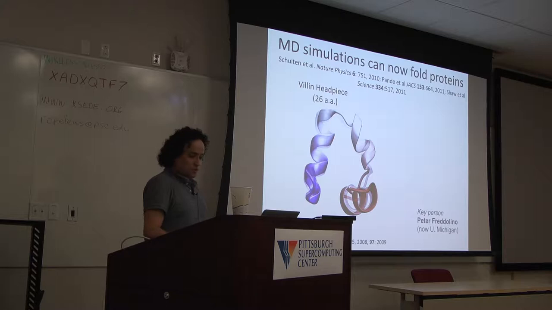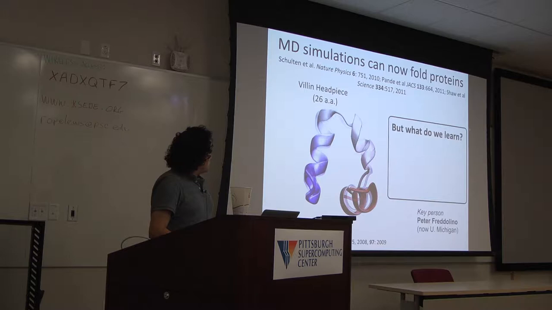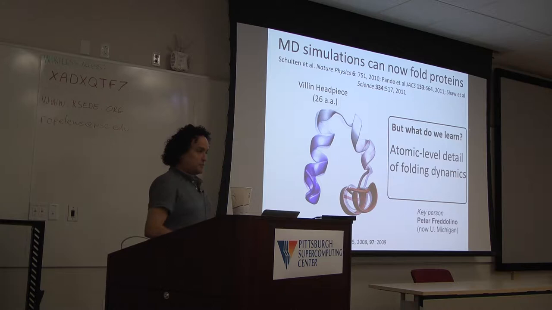I showed you guys this before in the VMD session. So you can simulate proteins, and we know we can fold proteins. But the real question is, what do you learn? What we like to think, or what we know we learn, is the atomic level details of folding dynamics. It goes along with the question that you asked before: can you fold a protein with a coarse grain model? The answer is yes, you can. But you don't have this atomic picture information; you don't know what is actually leading towards this folded state. This was done by Peter Fredolino, who started all this in the group and is now a professor at the University of Michigan.